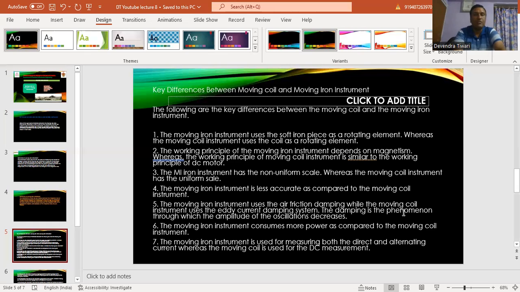Next, the moving iron instrument is used for measuring both direct and alternating current, whereas the moving coil is used for DC measurement. That means the advantage is with the moving iron instrument, we can measure both DC as well as AC quantities. But with the moving coil we can only measure DC quantities. Next slide.